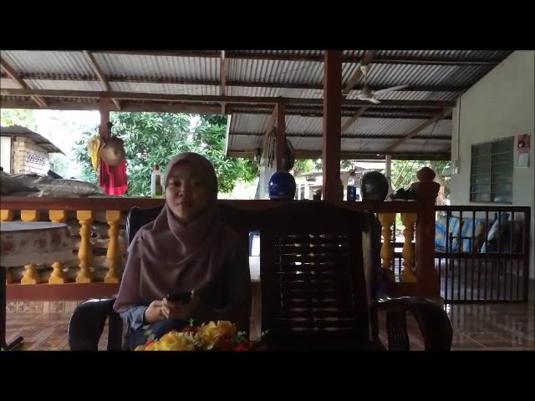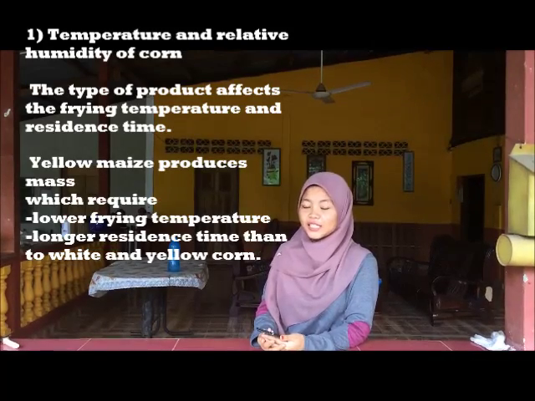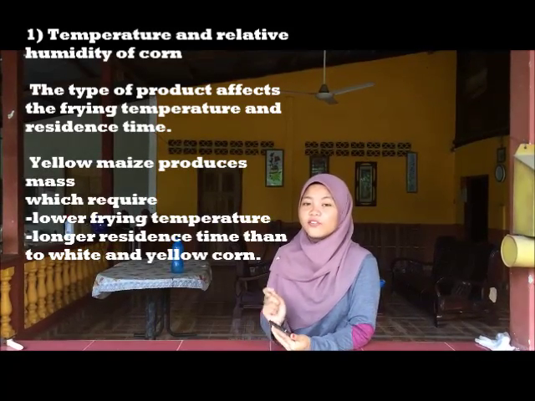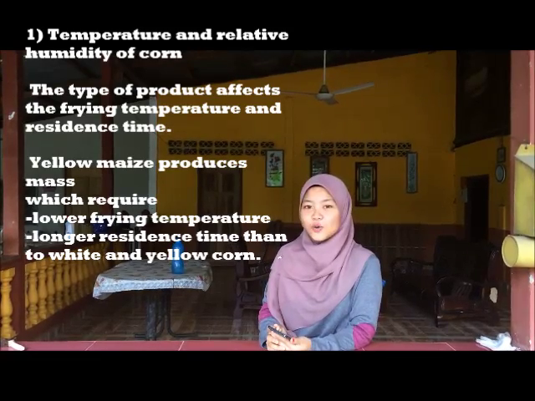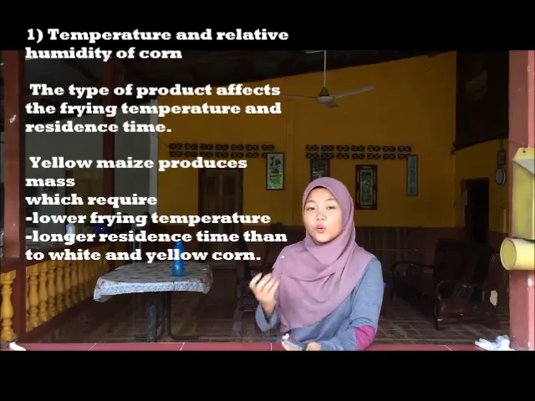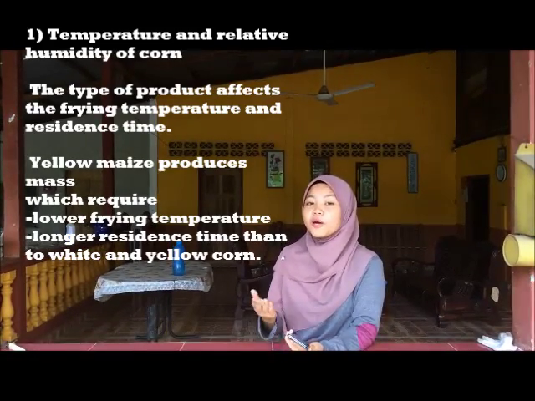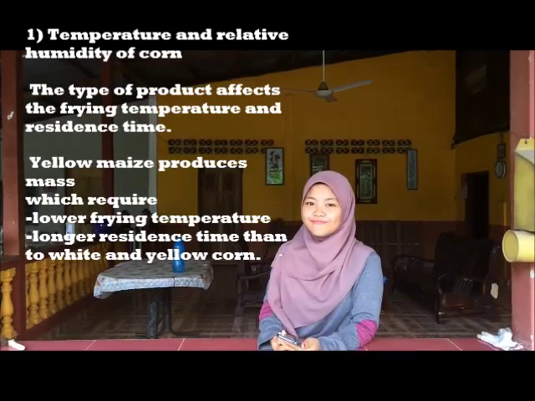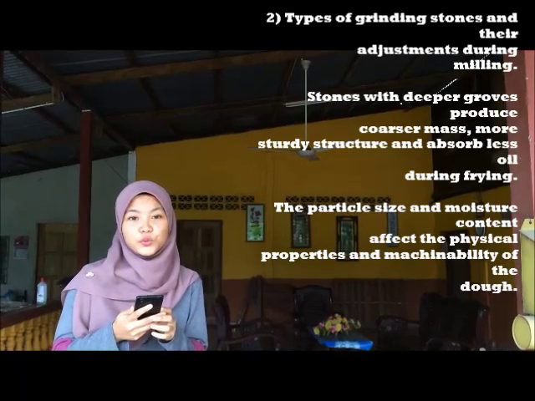Now I will explain the factors affecting corn chip production. The first factor is temperature and relative humidity. The type of product will affect the temperature and also the residence time. For example, yellow maize will require a lower frying temperature and also longer residence time compared with white and also yellow corn.